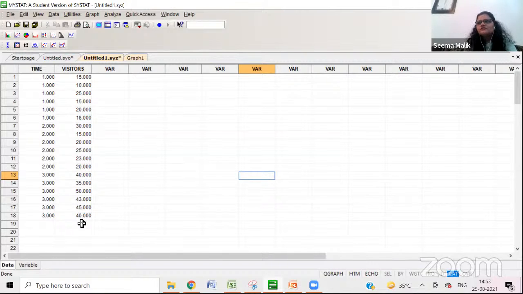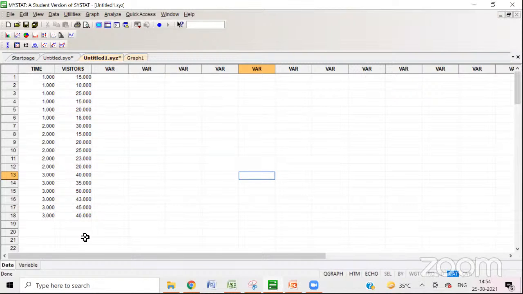If visitors are less than 15, we give those 1, 1, 1, 1. Then visitors between 15 to 30, 2, 2, 2, and then more than 30, 3, 3. We are coding the data. So we have both the categorical variable time as well as the visitors. Then we can apply the chi-square test. So when both the variables are of categorical nature, we can apply the chi-square test. We will discuss it tomorrow. And if we have one continuous variable and one categorical variable, then we will apply ANOVA.